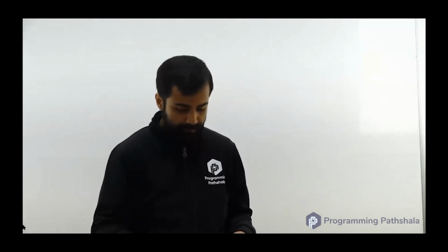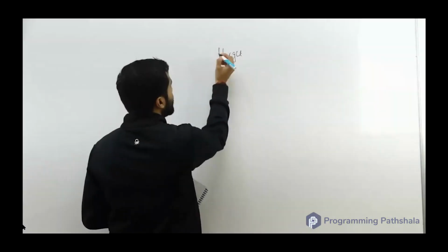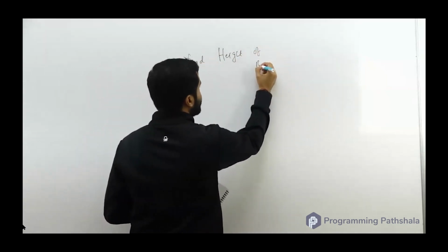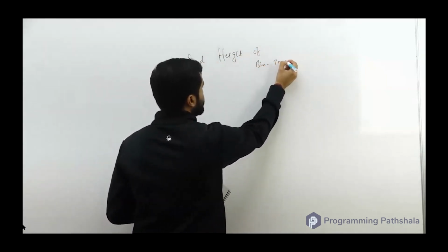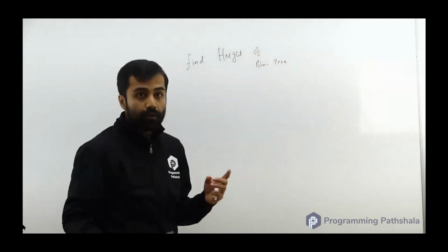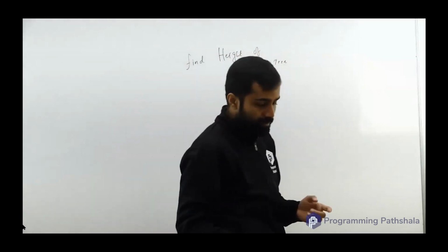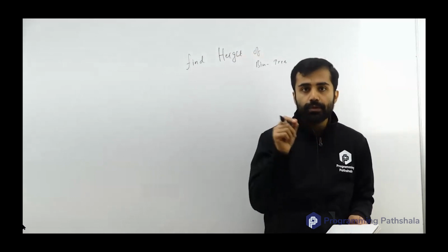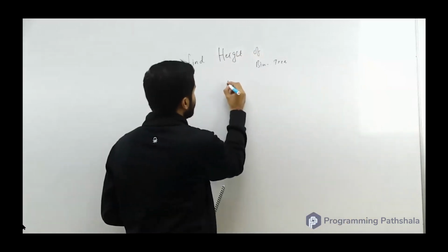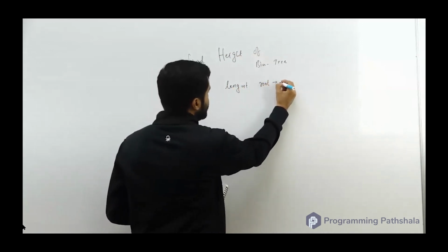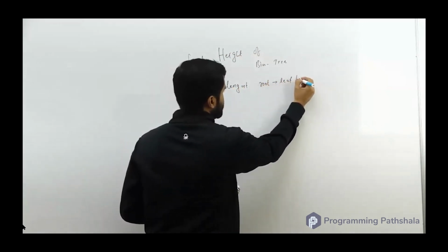So today we are going to solve some more interesting problems on binary trees. Now what we'll do is we'll try to find the height of a binary tree. For that, I need to define what is the meaning of height. The meaning of height is it is the longest root to leaf path. So let me write it here. It is the longest root to leaf path.